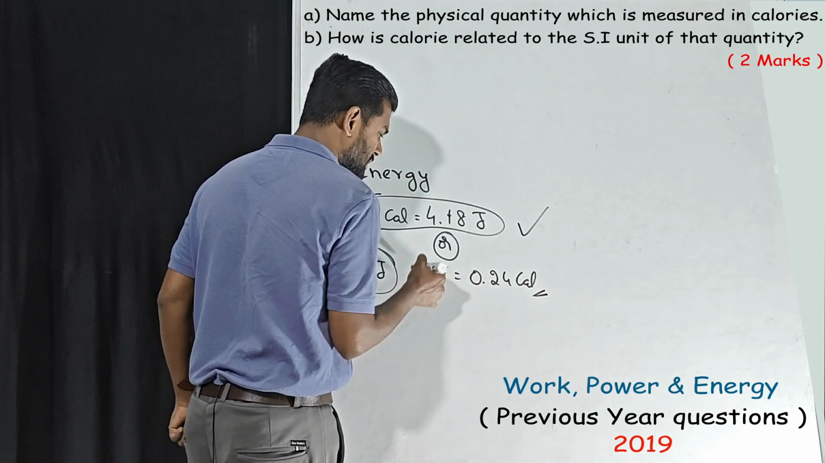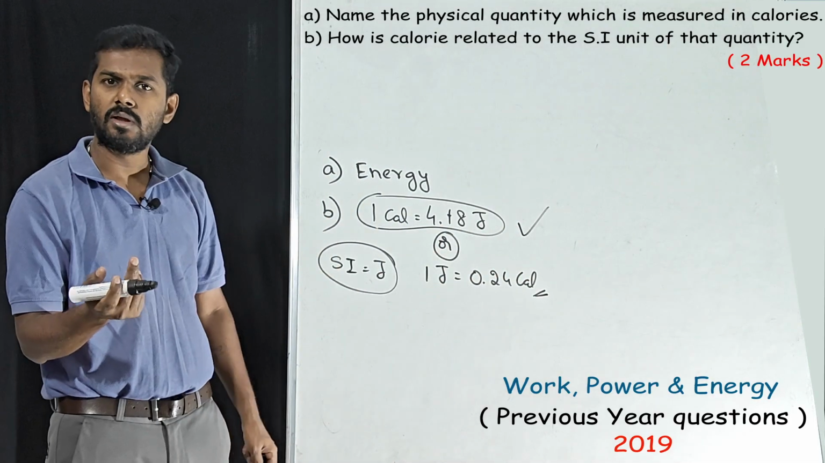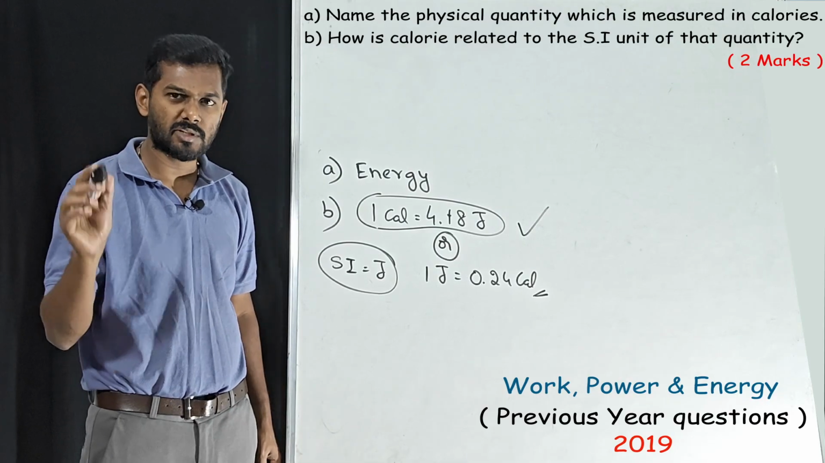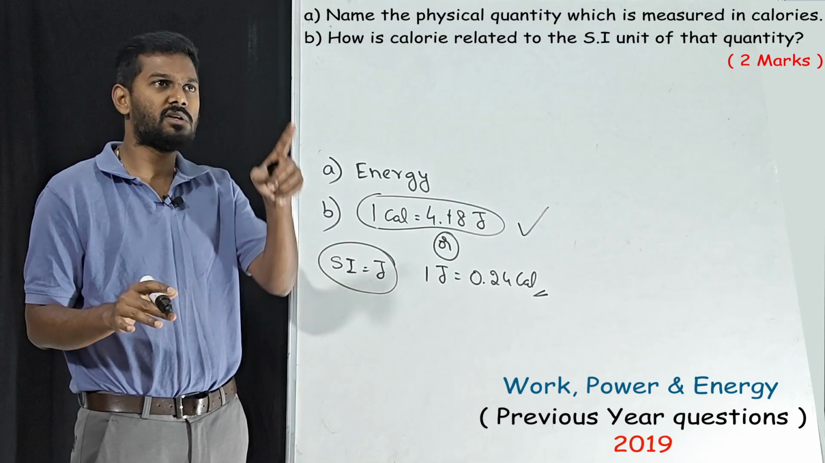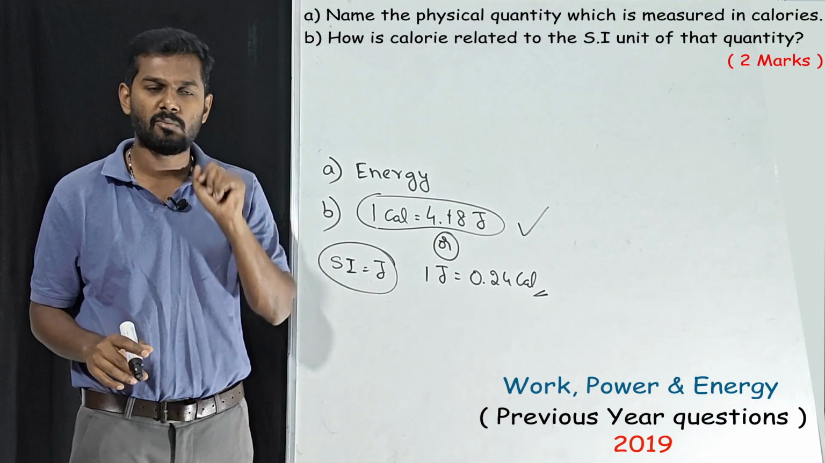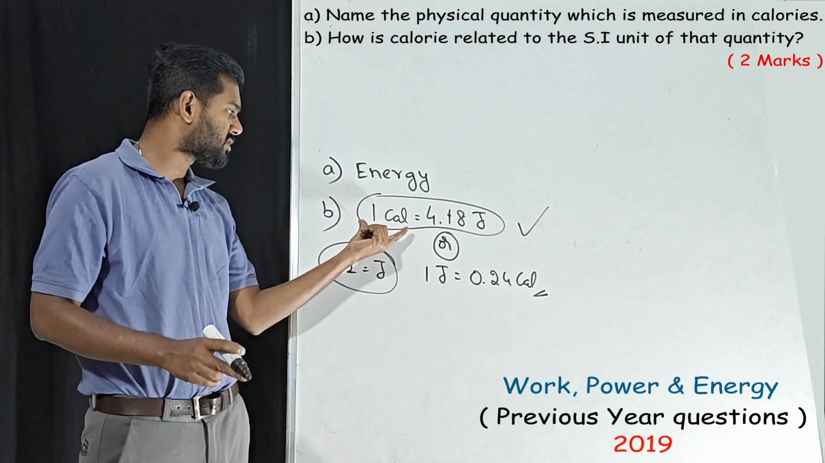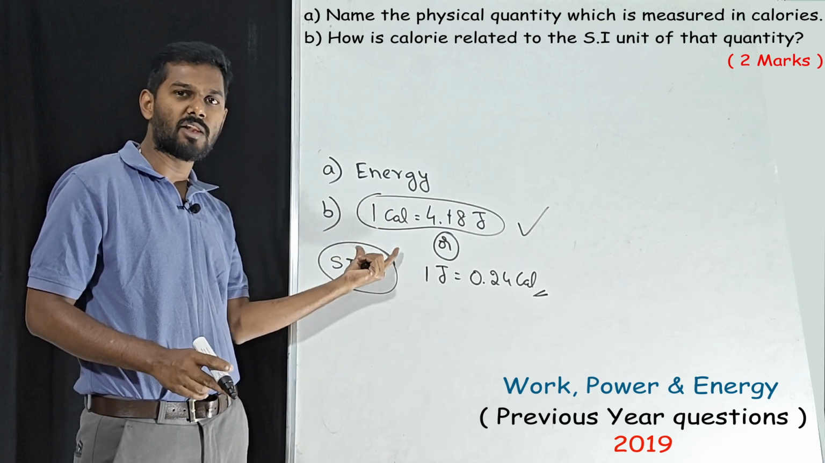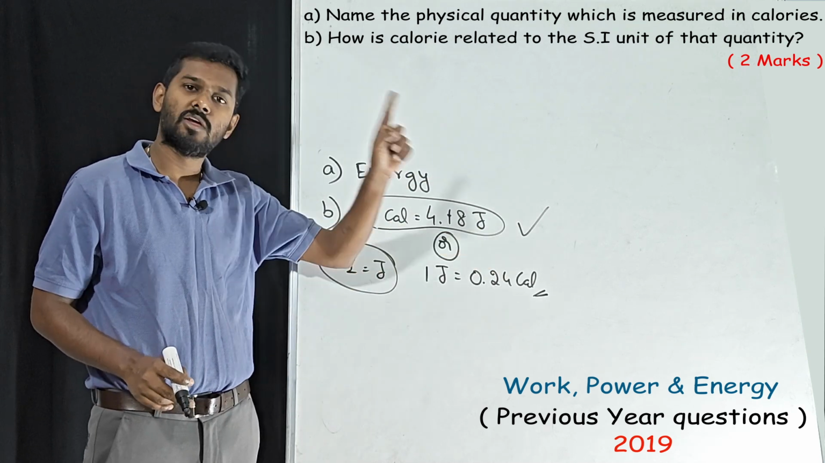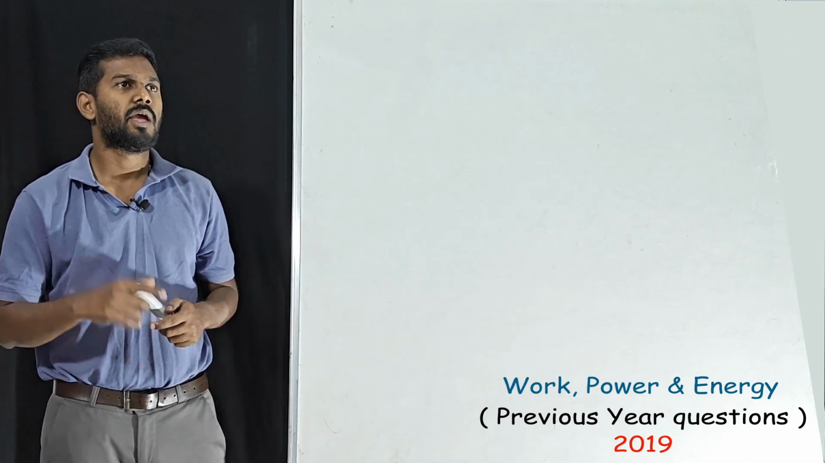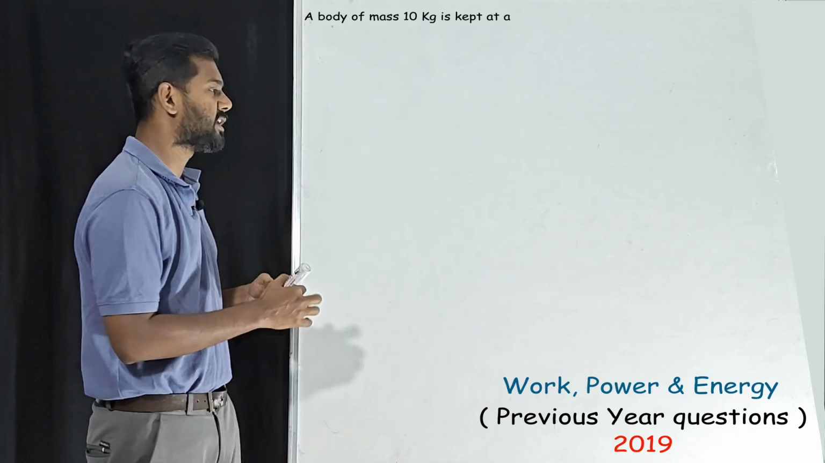If you write the other one, there will be confusion for the person who is correcting the paper. That's why, in order to remove the confusion, first see what unit they have mentioned. Calorie. So the first unit should be calorie. 1 calorie is equal to how many joules? You write like that.